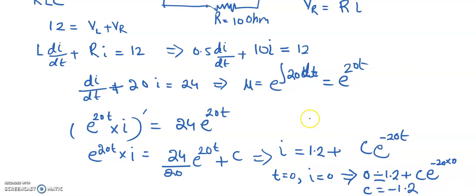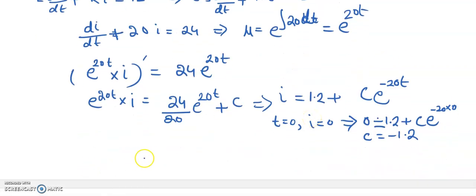Therefore the equation for the current will be, with c equal to minus 1.2, taking 1.2 common, I equals 1.2 times (1 minus e power minus 20t). In this equation we can see that at very large time this exponential term will be almost 0, so the current will approach 1.2.